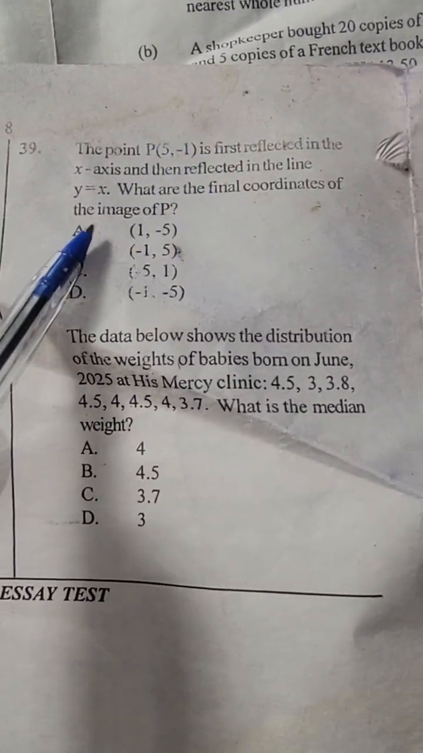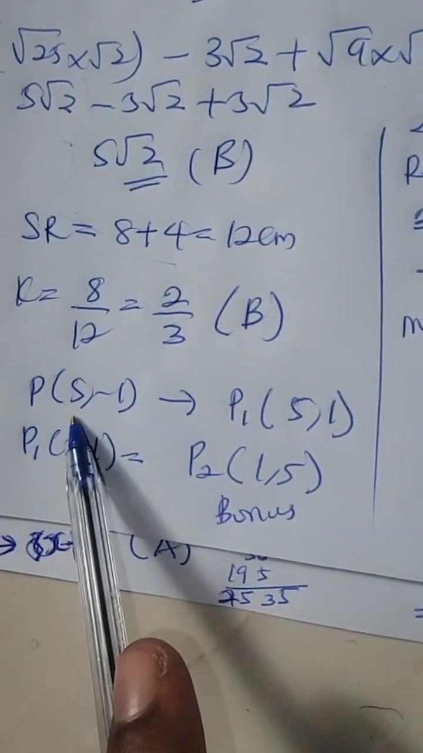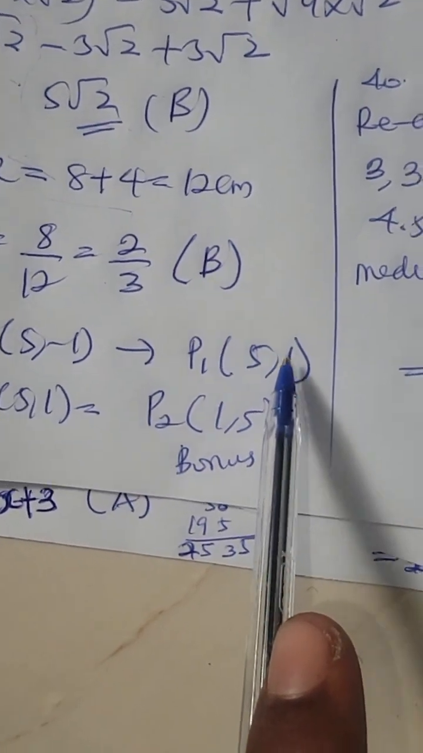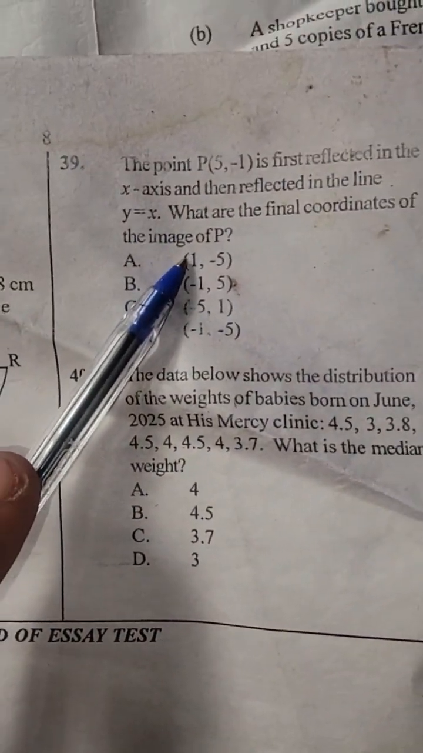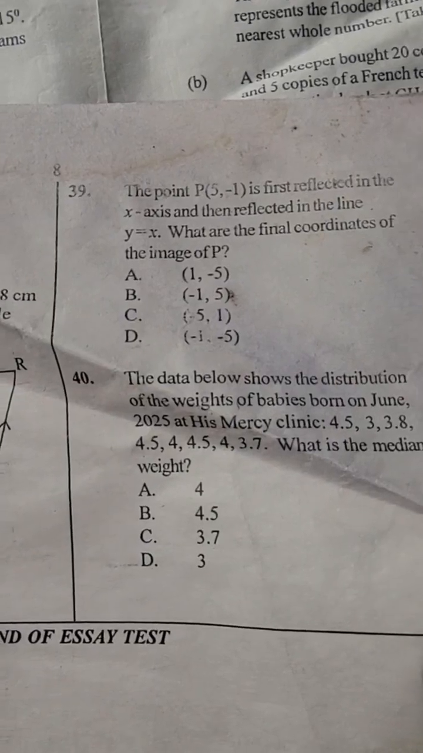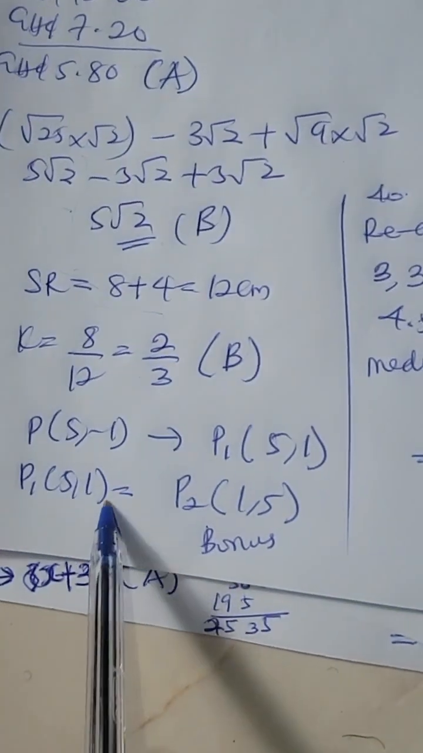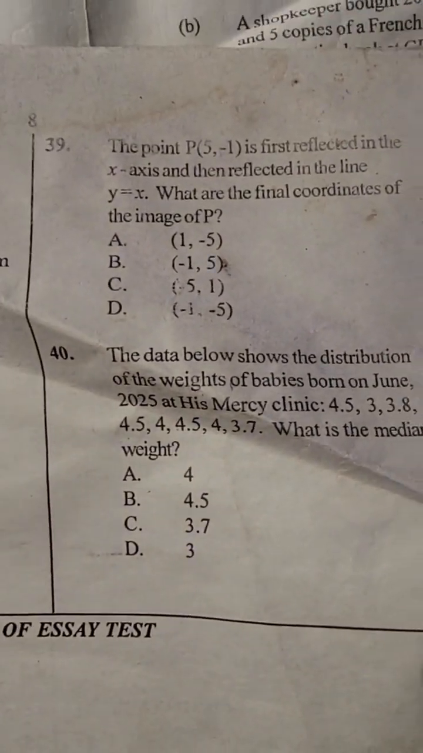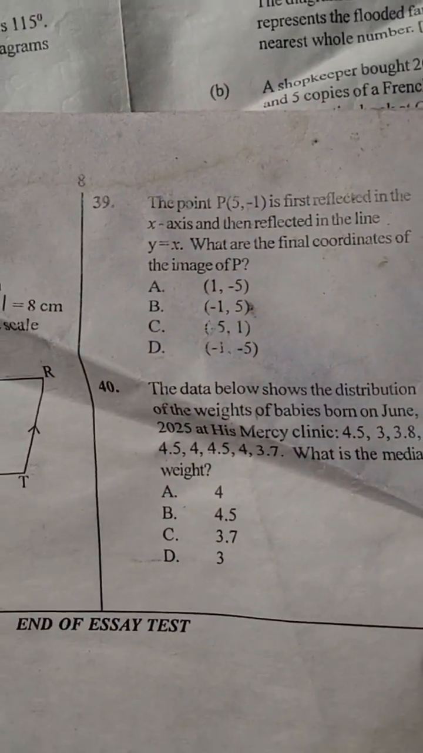39. The point P(5, 1) is first reflected in the x-axis. So x-axis reflection, y is negative. So that's 5, negative 1. Now it's further reflected in the line y equals x. Y equals x means just you turn them. So 1, 5 is the answer, and that is not in the options. So that's a bonus.